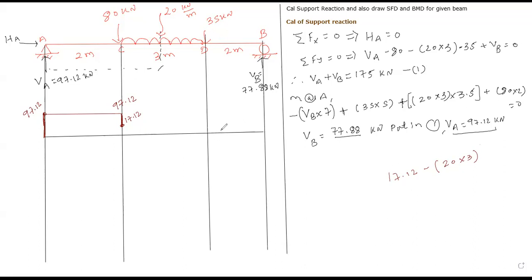Minus 42.88 comes, please confirm. Minus 42.88. Okay, now tell me what is the shape of shear force diagram in between C to D, as we have already discussed. What is the shape of shear force diagram in between C to D if there is a UDL? Yes, good.